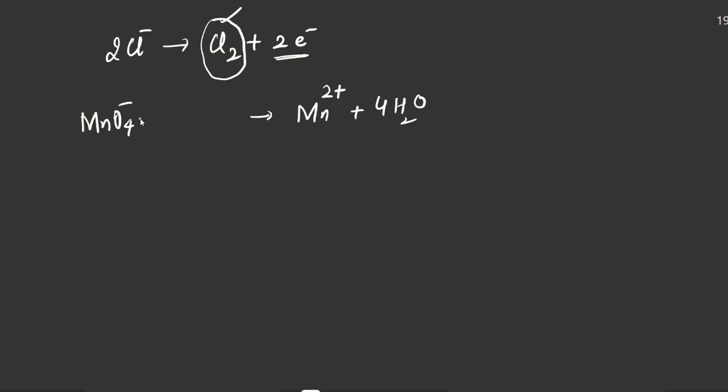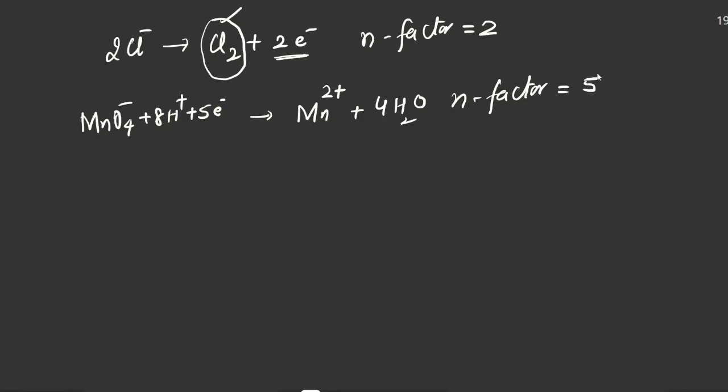This reaction we have done so many times, and there is no need to write the whole reaction. You can see the change in oxidation number. So the n-factor for Cl2 is 2, and the n-factor for KMnO4 is 5.